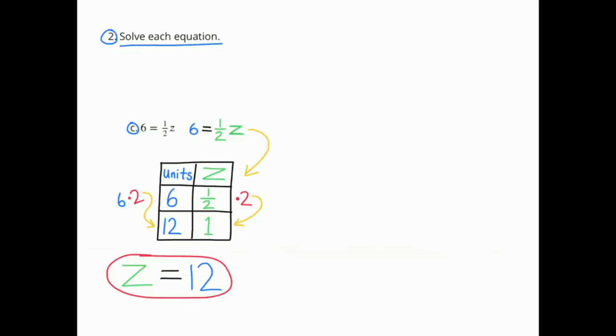C. 6 equals 1/2 z. On the right-hand side, I have the number of z's. On the left-hand side, I have the number of units. 6 units equals 1/2 z. In order to make 1 full z, I had to multiply that 1/2 by 2. 1/2 times 2 equals 1. I also needed to multiply the 6 units by 2. And 6 times 2 equals 12. Since 6 units equals 1/2 z, 12 units equals 1 z. Z equals 12.